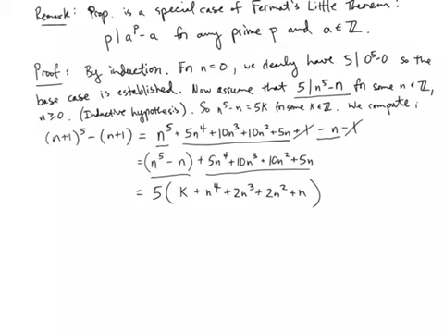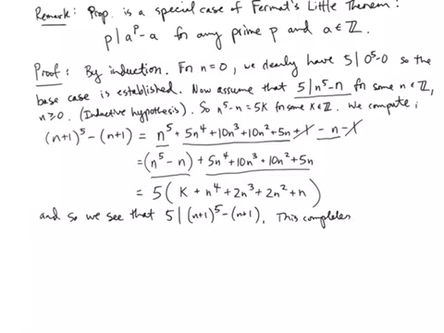So we've computed that this expression is 5 times this sum, and so we see that 5 divides (n+1) to the 5th minus (n+1). Okay, so we assumed our P sub n, and we proved our P sub n plus 1. So this completes the inductive step and the proof.